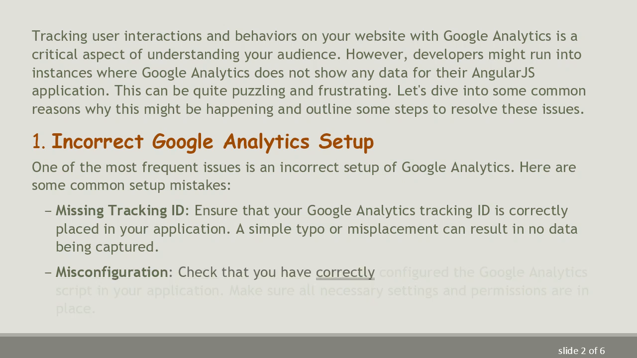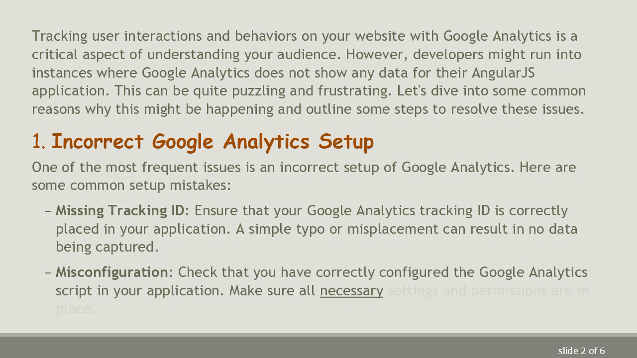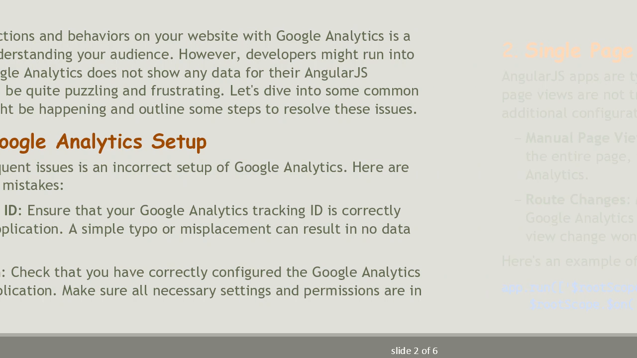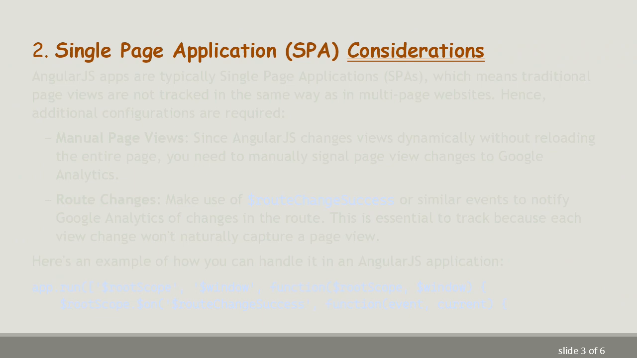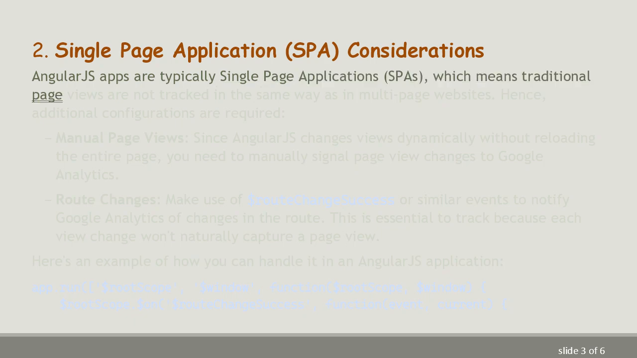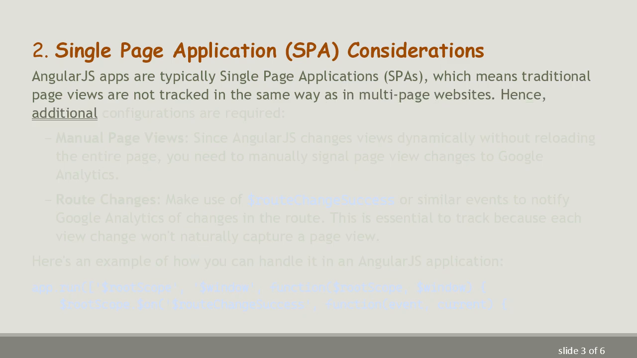Misconfiguration. Check that you have correctly configured the Google Analytics script in your application. Make sure all necessary settings and permissions are in place. 2. Single-page application, SPA, considerations. AngularJS apps are typically single-page applications, SPAs, which means traditional page views are not tracked in the same way as in multi-page websites. Hence, additional configurations are required.